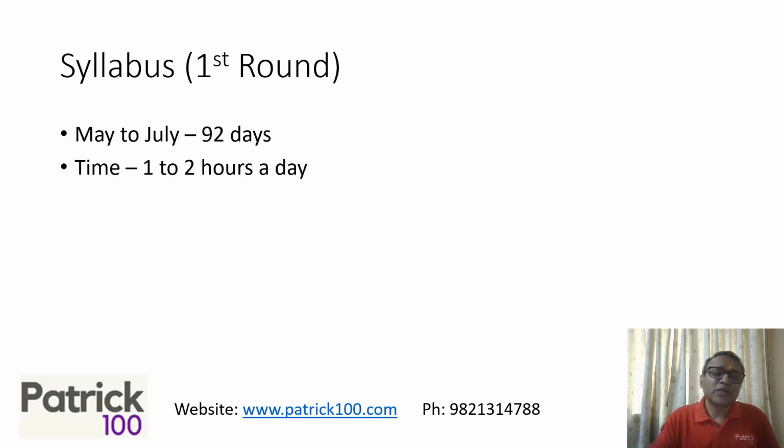What do you need to do from May to July? The first round of the syllabus, it's basically 92 days. You need to spend around 1 to 2 hours a day on the DILR section for preparation. This is separate from the quant and verbal sections. You need to spend 1 to 2 hours on the DILR section every day.